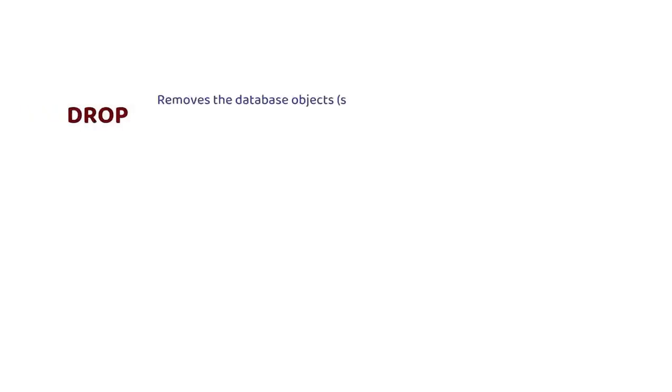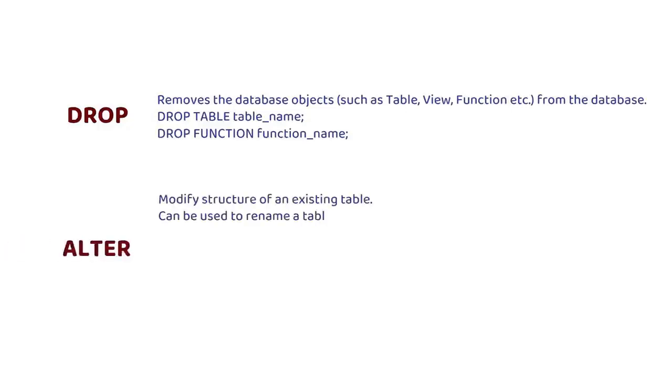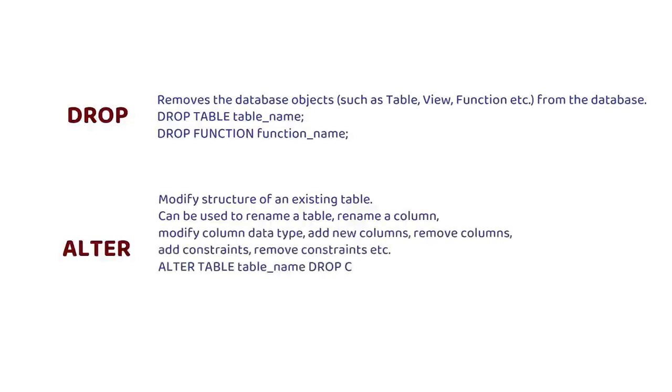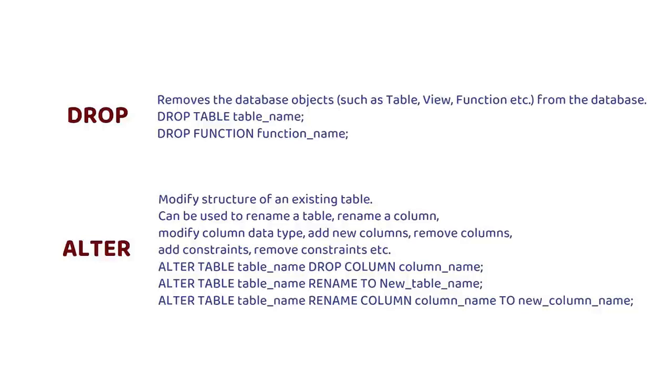Now that you understand constraint, data type, and create table concept, let's look at the other DDL commands. Drop. As the name suggests, drop is used to remove a database object such as table, view, functions, etc. from the database, whereas alter is used to modify the structure of an existing table. Alter can be used to rename a table or rename a column. Alter can also be used to add new columns or change the data type of an existing column. Using alter, we can also add new constraints to a table.